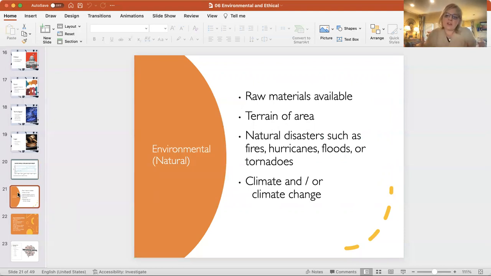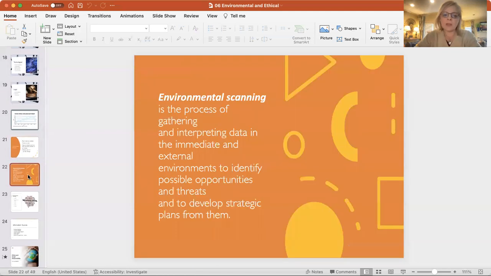The environmental, the natural, these are raw materials, right? Natural disasters, there can be hurricanes and floods and tornadoes, climate change, and all of these sort of things that can affect a company that are definitely outside of our control. So environmental scanning, this is the process of how we gather and interpret data from all these external environments, that big gray ring, so that we can try to figure out what possible opportunities or threats we can have off of them.